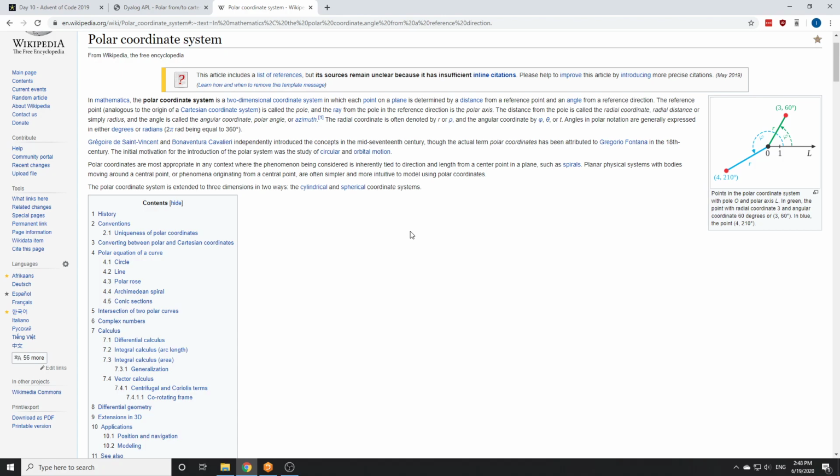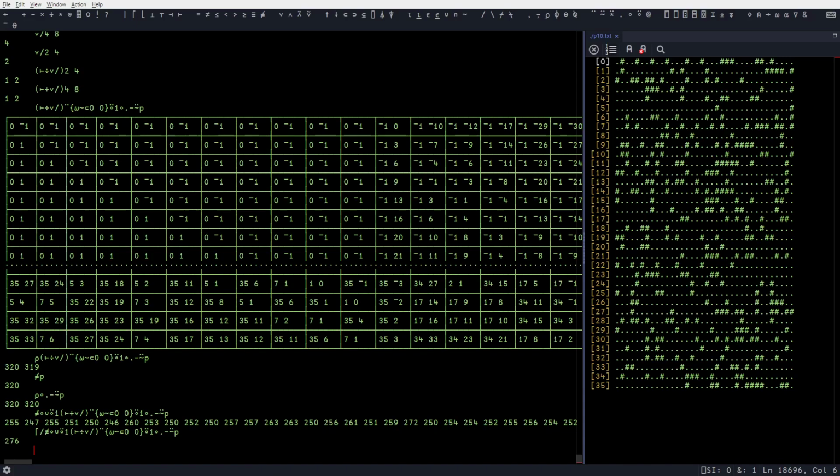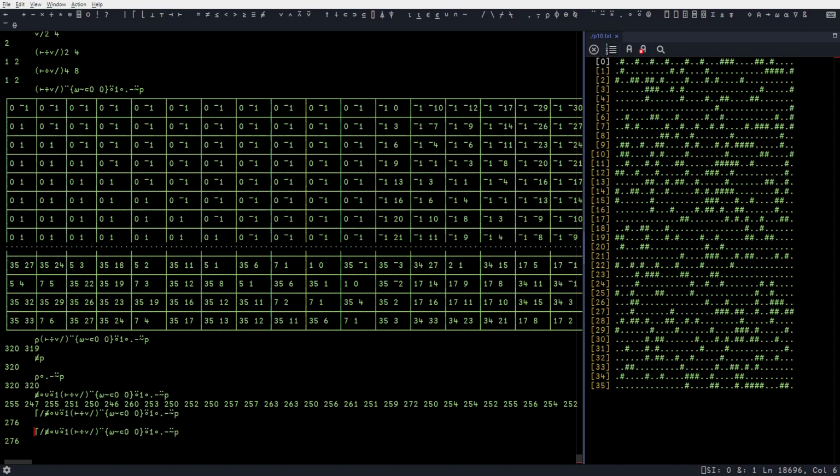So I think the basic idea here is that we are going to take the polar coordinates of all of our relative coordinates. Now let's back up, because we only have one set of relative coordinates that we care about. So okay, the max here is 276.